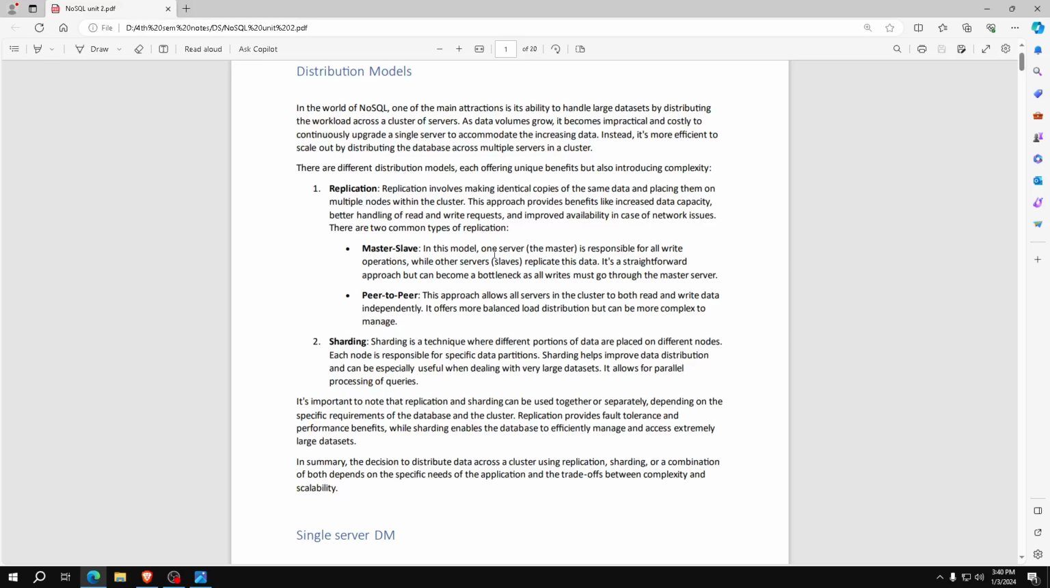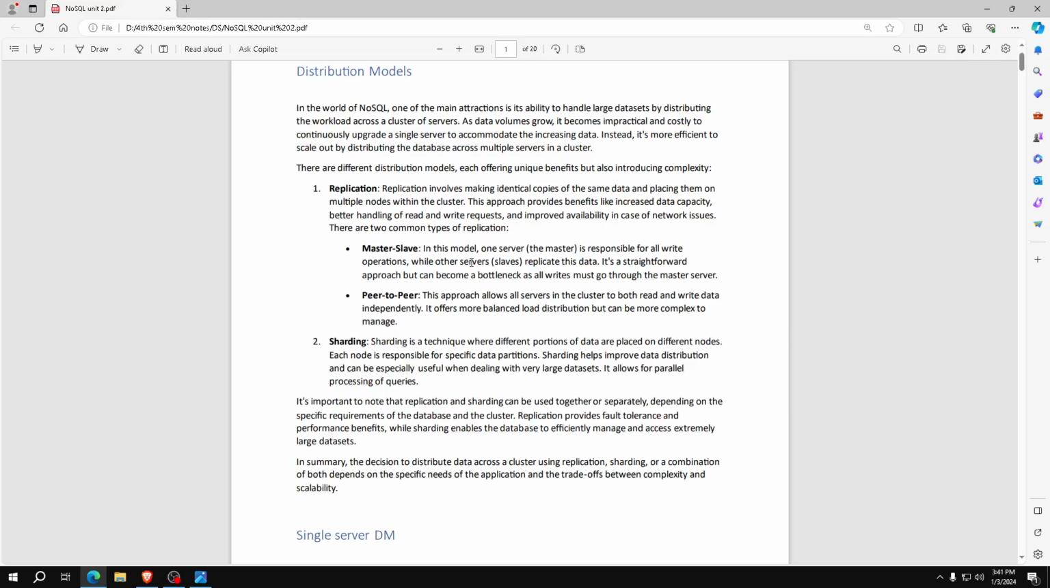What this will do is let us have better handling of read and write operations. It will give us more storage capacity, and it can also secure our data, because if one server fails, the data will still exist in some other server. We'll basically introduce redundancy with this. So under replication, there are two types: master slave and peer to peer.